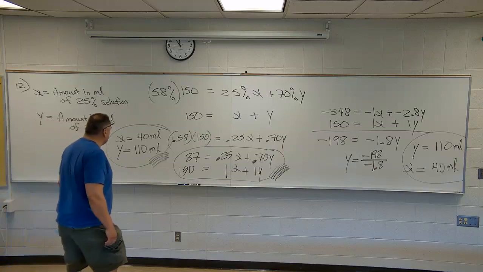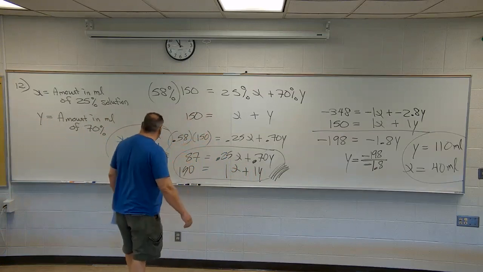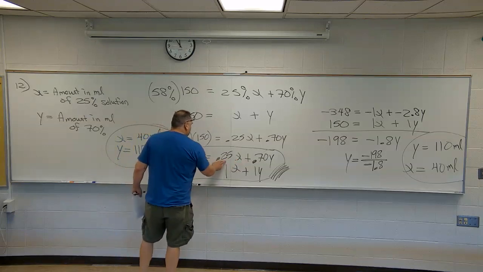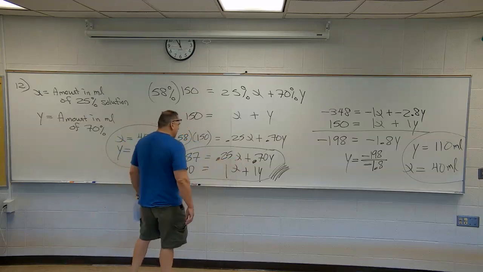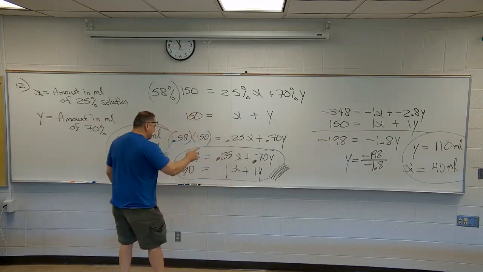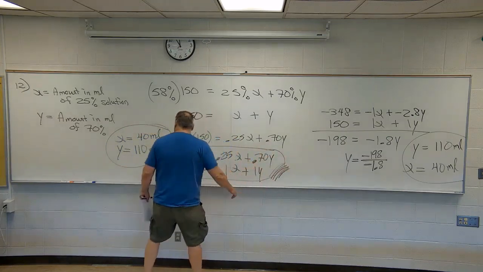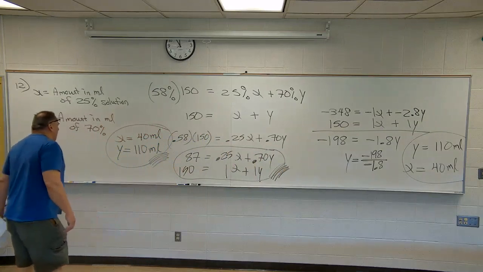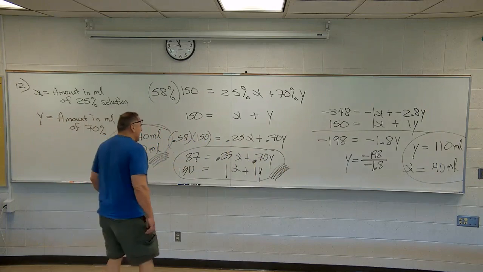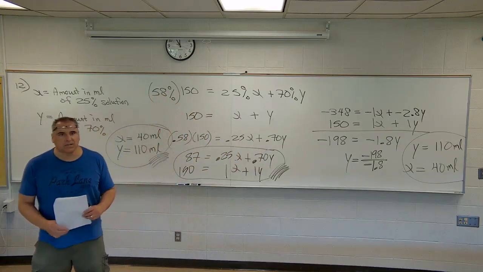Does it work? Yeah, I mean 40 and 110 is 150. Yeah, that's easy. How about here? 0.25 times 40. 0.25 is 1/4. 1/4 of 40 is 10. All right, that's 10. 0.7 times 110 is 77. 77 and 10 is 87. Right on the mark, guys. That worked.